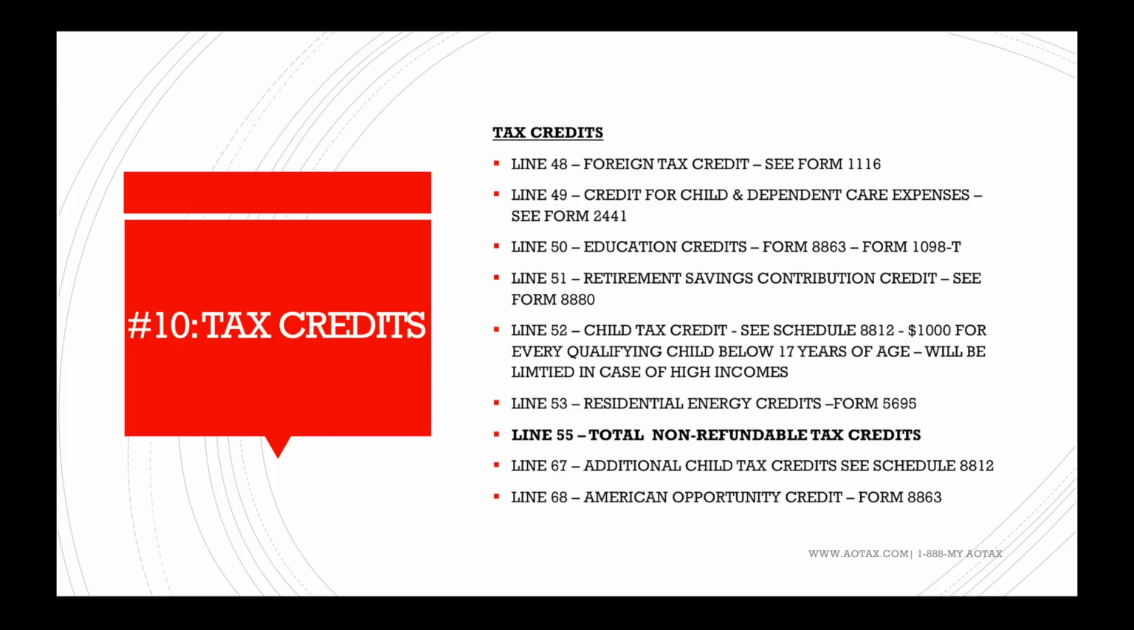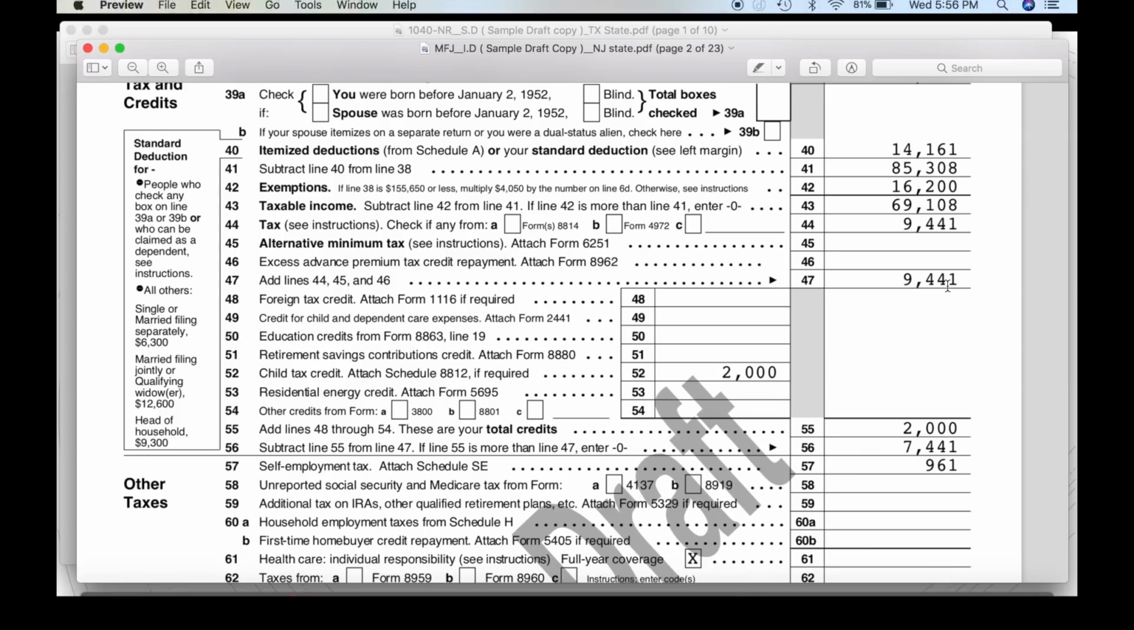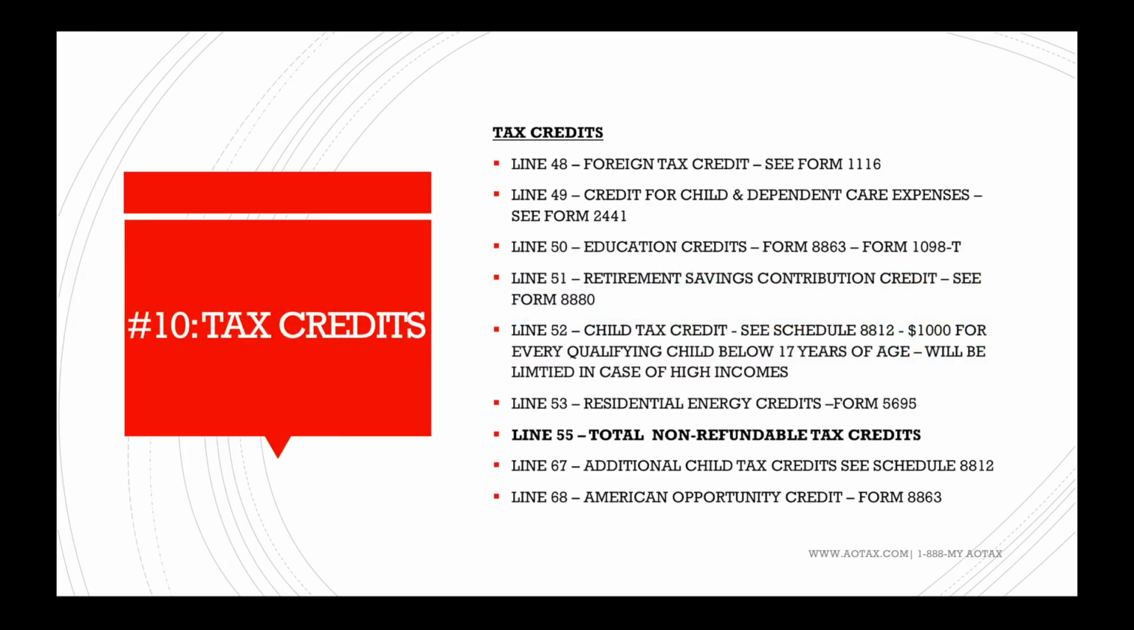Then line number 51, it talks about retirement savings contribution credit. In case you're saving for your retirement, be it 401k or any other retirement plan, though your income is small, you would be eligible for retirement savings contribution credit. And then line number 52, the darling credit of all the parent taxpayers. So for every kid, you get $1,000 child tax credit, and the age of the qualifying child must be below 17 years of age, and it is normally limited in case your income is very high.